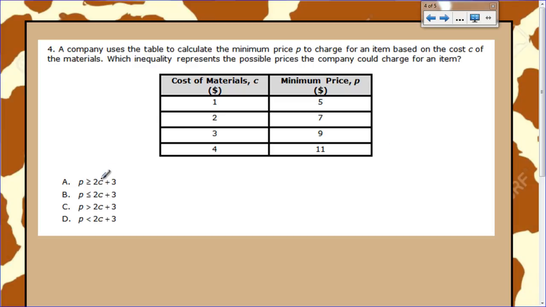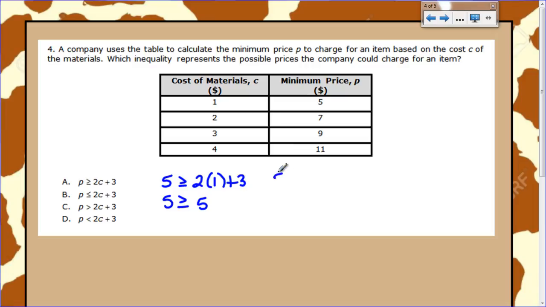So we're going to start with this first inequality. I'm going to use my calculator, but I'm going to write down what we see. So P is 5, has to be greater than or equal to 2 times 1 plus 3. So I'll do that math. 5 is greater than or equal to 2 plus 3, which is 5. Yes, that one works. You can't say that A is the answer yet, though, because this one works, but that doesn't mean that the rest of them do. So we have to check more.